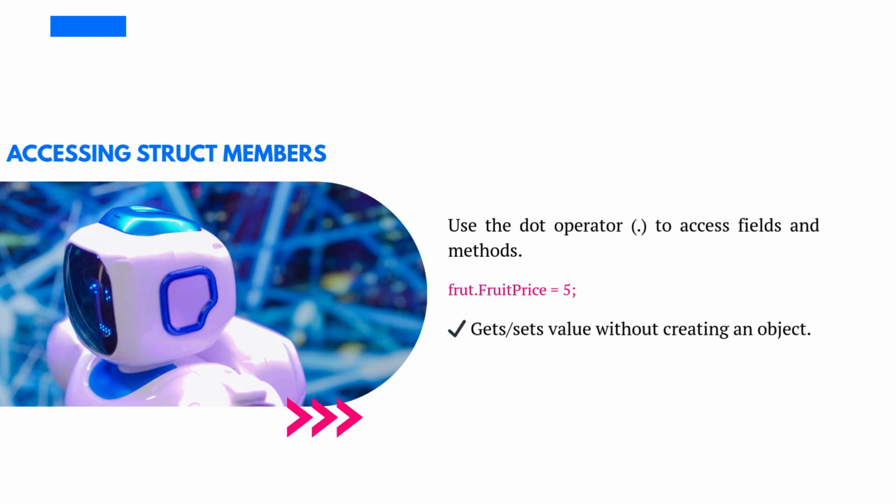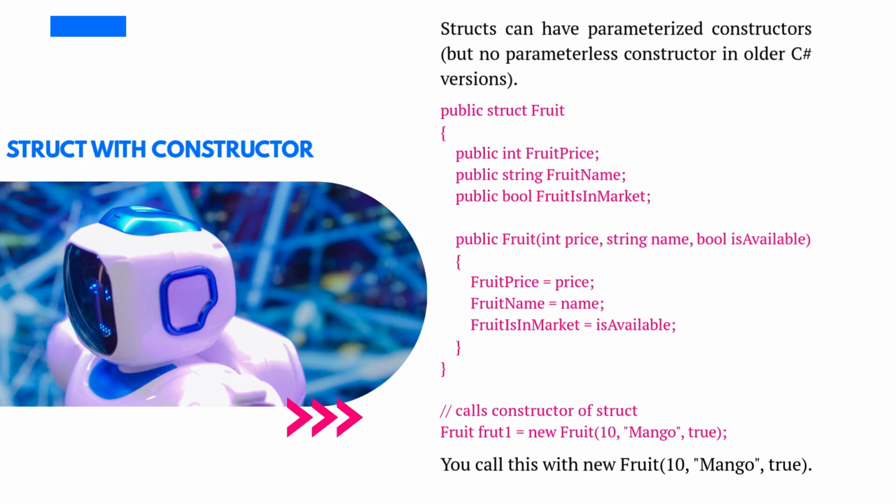of struct fruit. Here, we have created a parameterized constructor fruit, with parameters price, name and isAvailable respectively. We are using the new keyword to call the constructor. Here, 10, mango, and true are arguments passed to the constructor, where they are assigned to the parameters fruit price, fruit name and fruit is in market respectively.